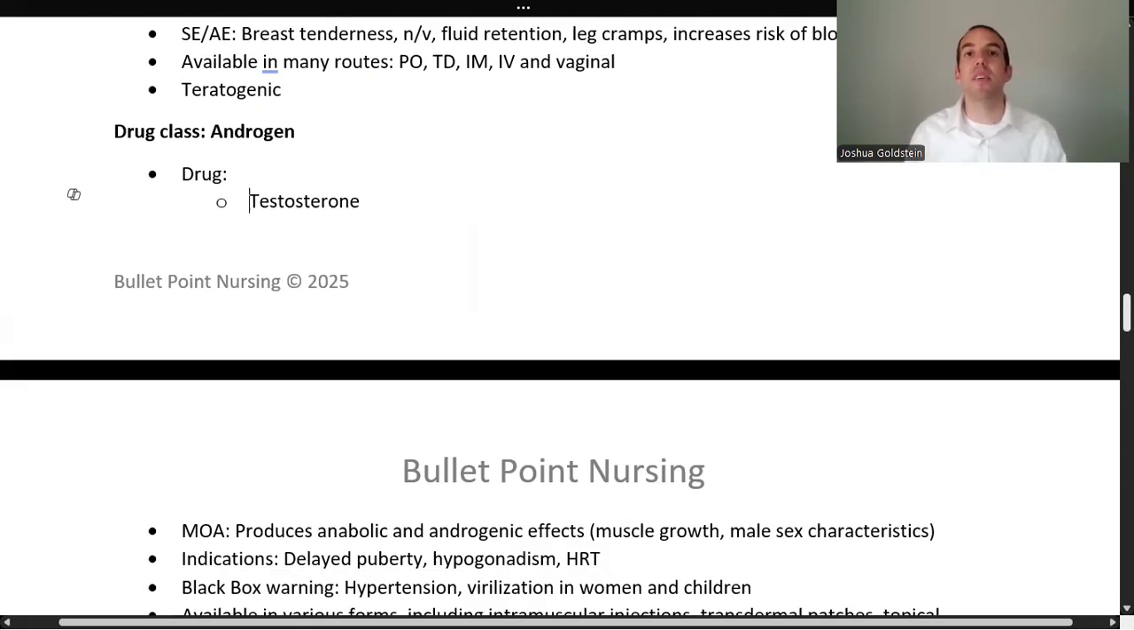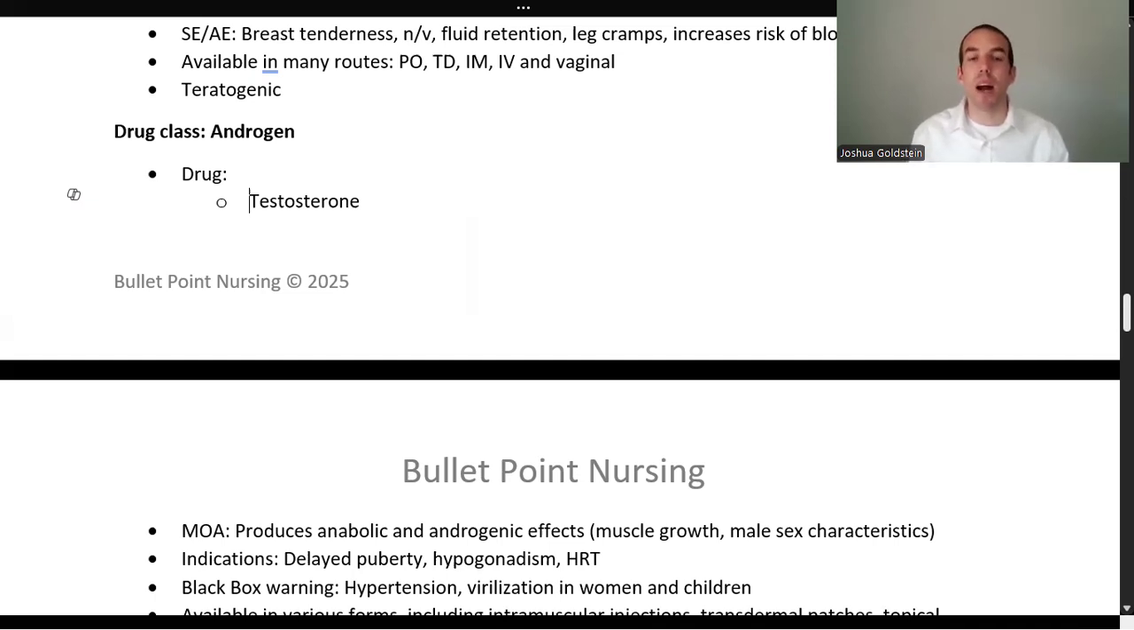Next, that is the end of women's health. Next, let's move on to men's health. So men's health, we start with androgen, which is testosterone. Testosterone, you should remember from anatomy and physiology, is a hormone that's in both males and females. Everyone has this. Obviously, it's significantly higher in men.